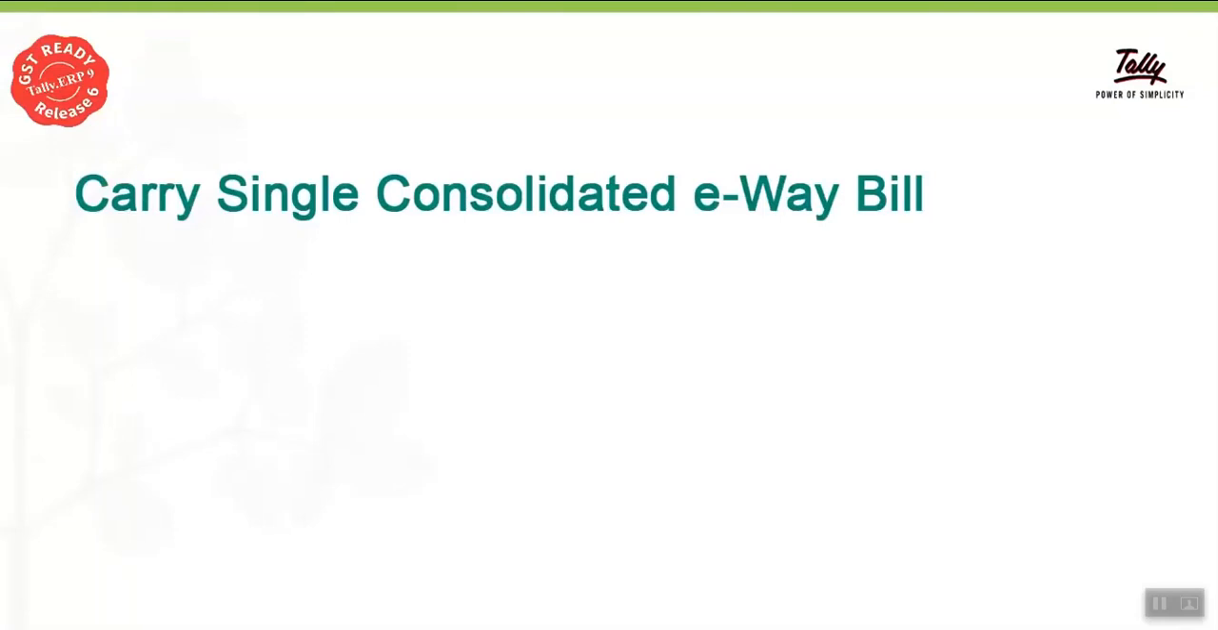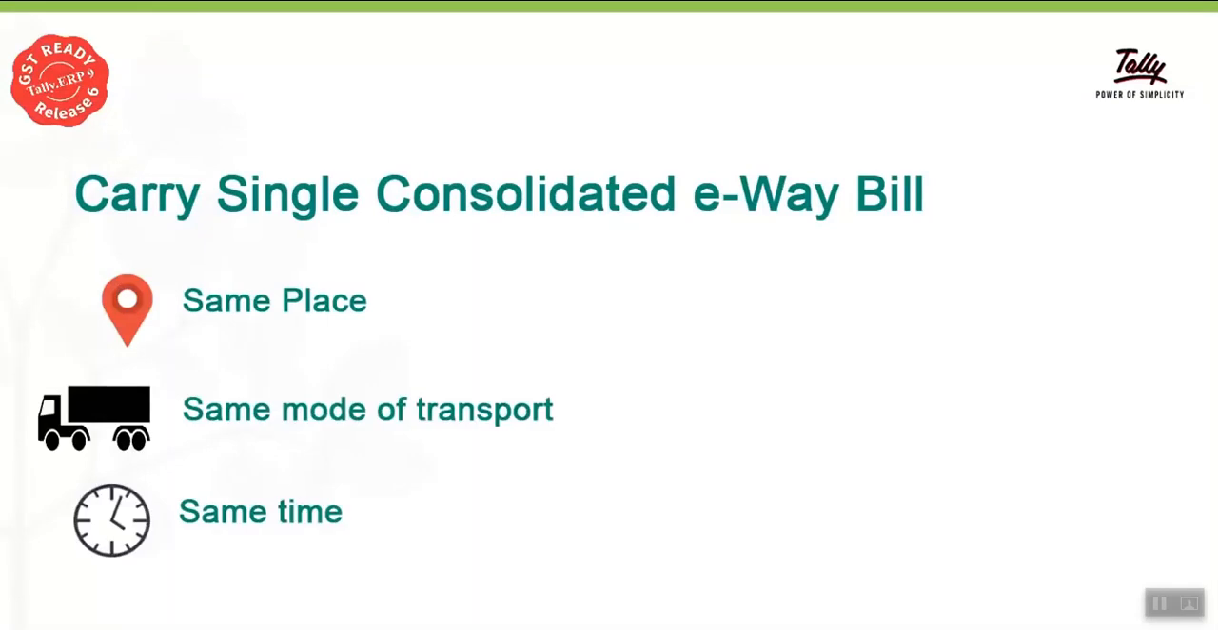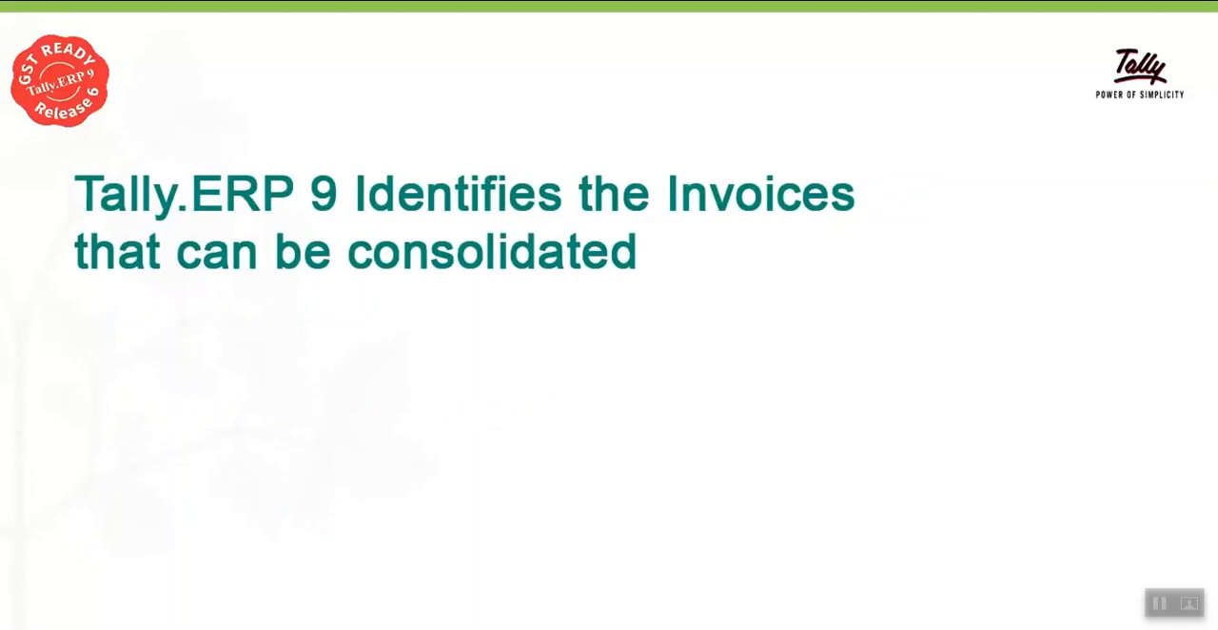The EWay bill rule allows you to carry a consolidated EWay bill number for supplies with separate EWay bill numbers, but dispatched from the same place using the same mode at the same point of time. This will help you avoid carrying separate EWay bills for each invoice in the shipment. With Tally ERP9, the task of identifying invoices that can be consolidated is simplified.